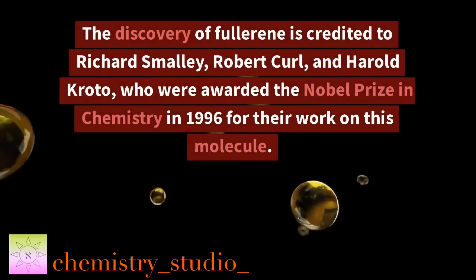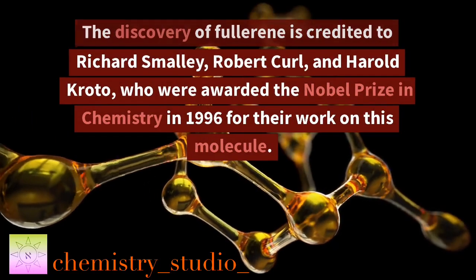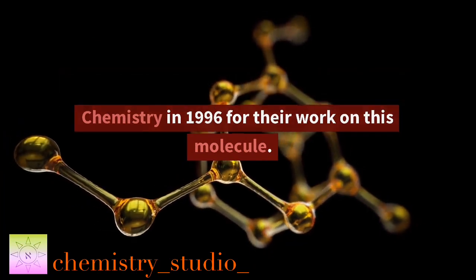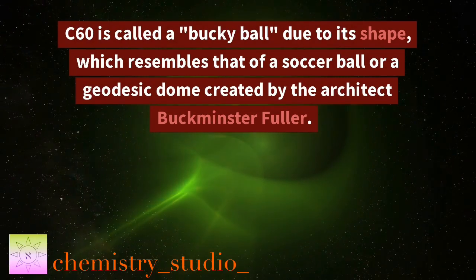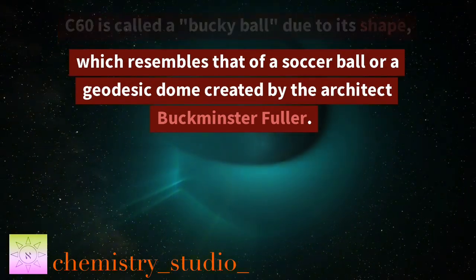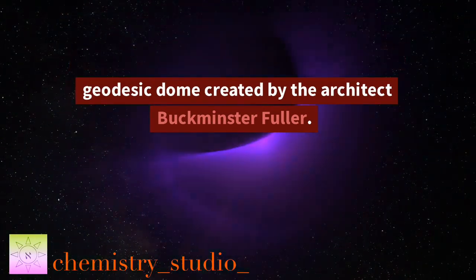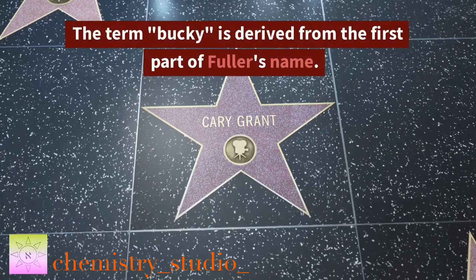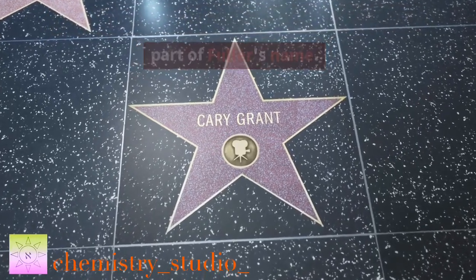The discovery of fullerene is credited to Richard Smalley, Robert Curl, and Harold Kroto, who were awarded the Nobel Prize in Chemistry in 1996 for their work on this molecule. C60 is called a Bucky ball due to its shape, which resembles that of a soccer ball or a geodesic dome created by the architect Buckminster Fuller. The term Bucky is derived from the first part of Fuller's name.